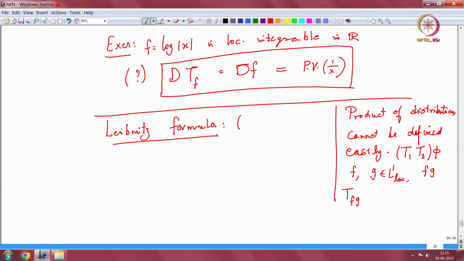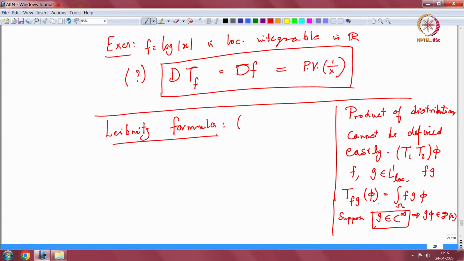If f g is locally integrable, then T f g of phi is equal to the integral of f g phi over omega. But how do you separate it? Can we write it as T f into T g? That is not possible, but there is a special case. Suppose g is a C infinity function. Then g phi is in D of omega, because g is C infinity and phi is C infinity, and g phi will have compact support because of the compact support of phi.